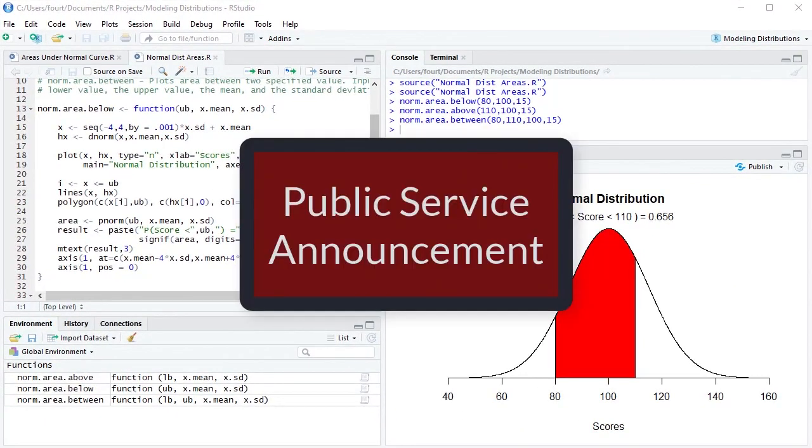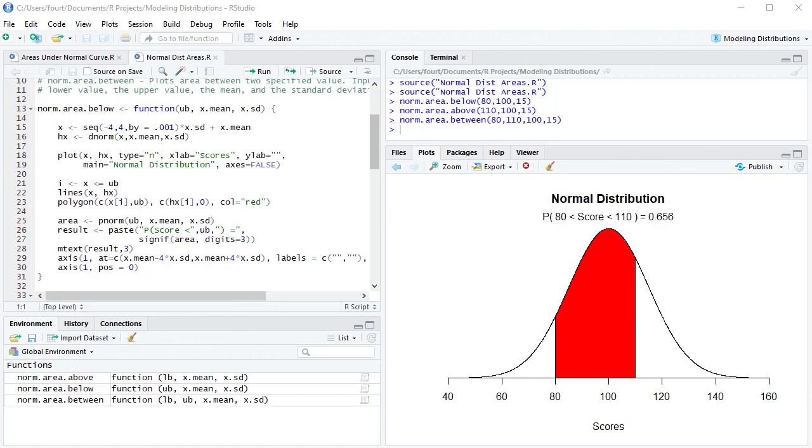Here's an important public service announcement. It would be easy to use the functions that I created and never learn how to calculate the proportion of area on your own. I'm not talking about drawing the graph. That's more complicated, and it's why I wrote these functions. I'm talking about calculating the proportion of area below or above a score, or between two scores. Knowing how to calculate these proportions is an important skill in statistics. Not learning this because you have these graphing functions would be akin to saying you don't need to learn 3 times 4 because you can always punch it in on a calculator.